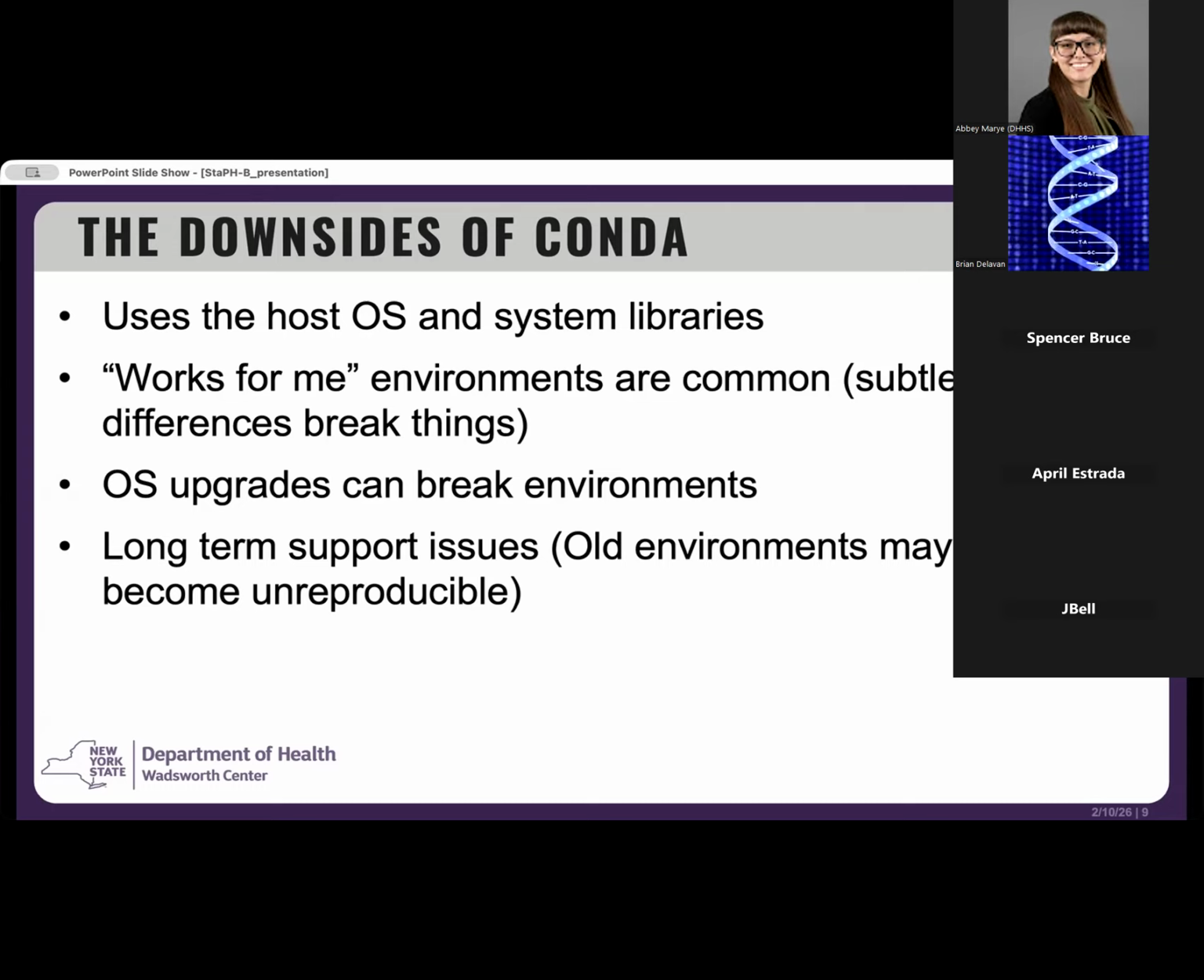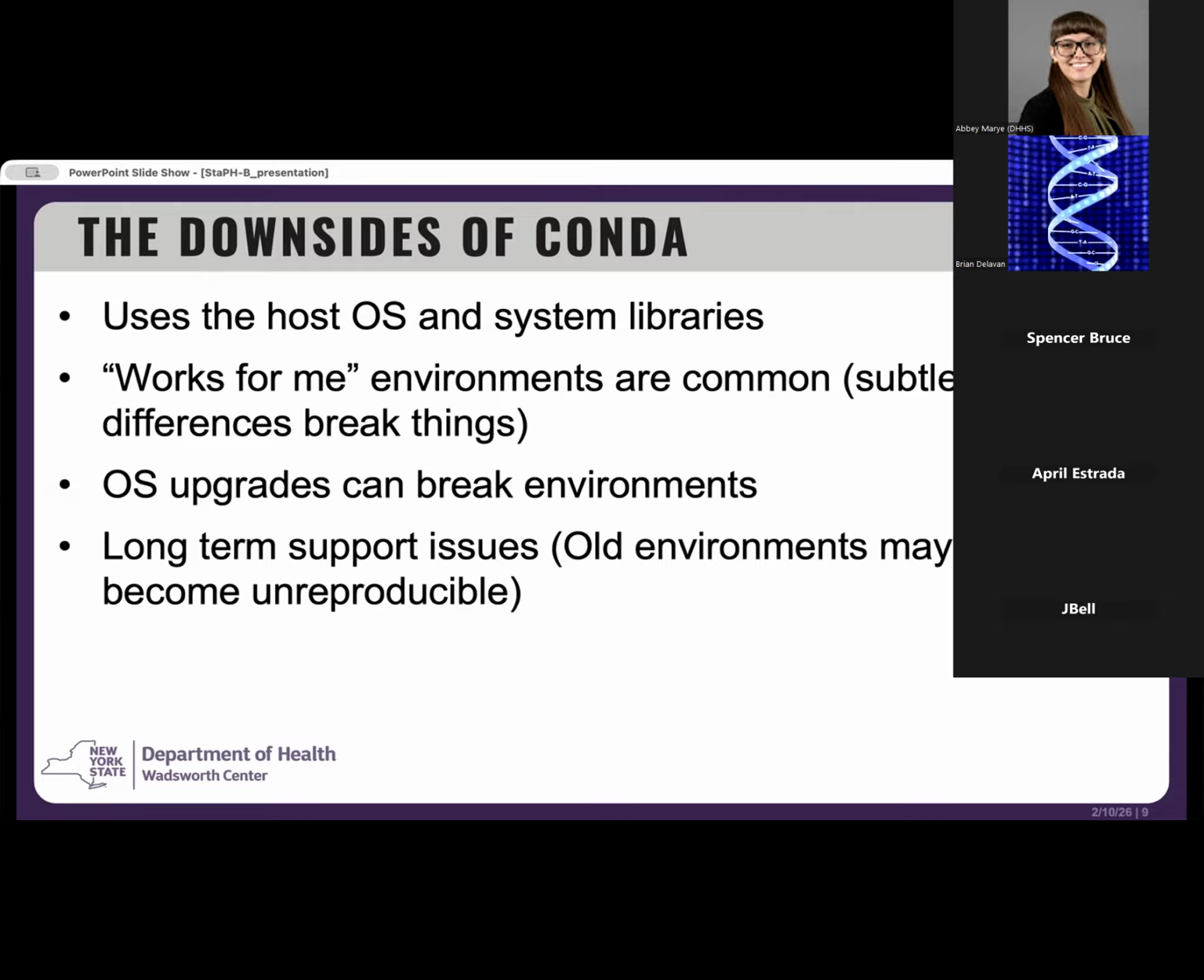So in public health and regulated settings, reproducibility over time is often just as important as getting results quickly. If you need to rerun an analysis years later, relying solely on Conda is probably a bad idea. These limitations don't mean Conda is a bad choice. It just means it doesn't solve every problem by itself.